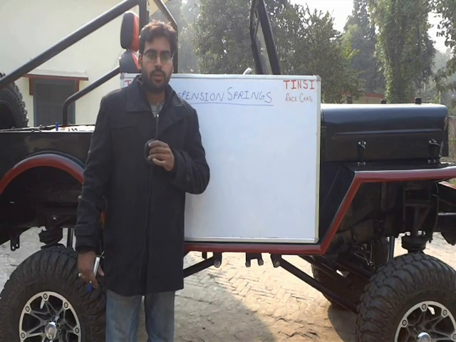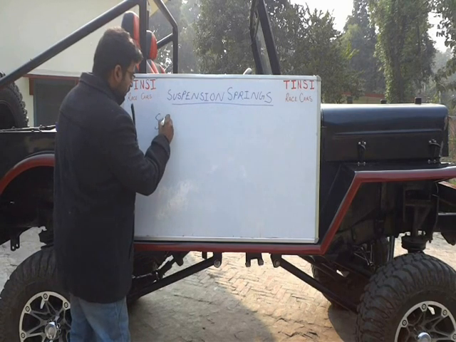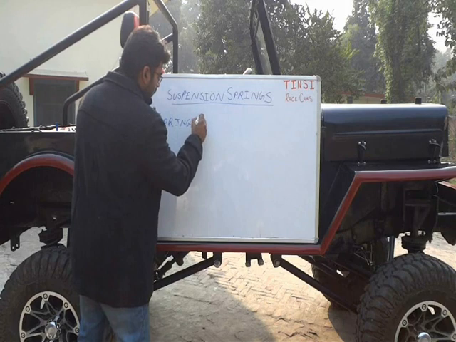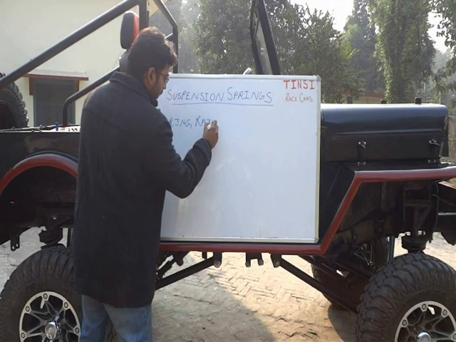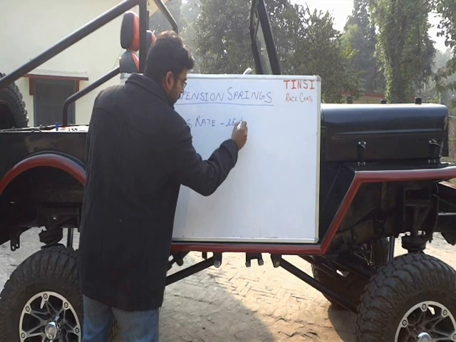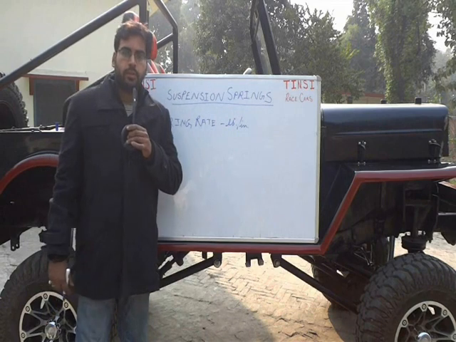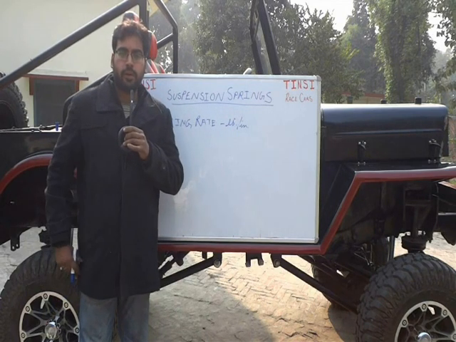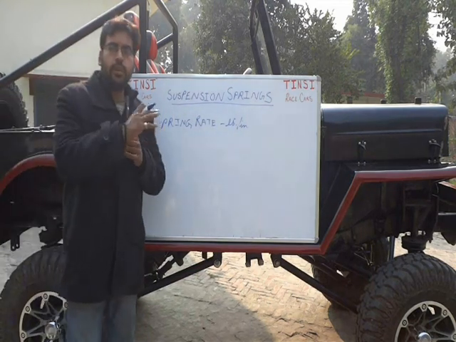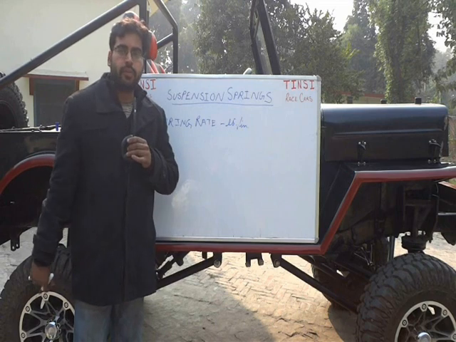Okay, so we'll start with the spring rates. The spring rate is expressed in pounds per inch, and it is the vertical displacement of the spring per unit vertical force. Okay, so this is the only parameter in which we define the stiffness of the spring.